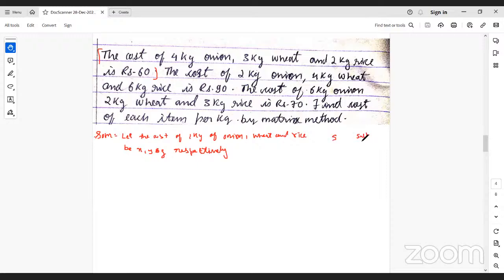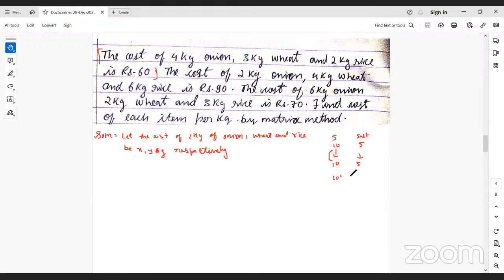If you want to purchase sugar and salt, suppose this is 10 rupees and this is 5 rupees. When you want to purchase 10 kg of sugar and 5 kg of salt, simply what we do is we multiply these two.